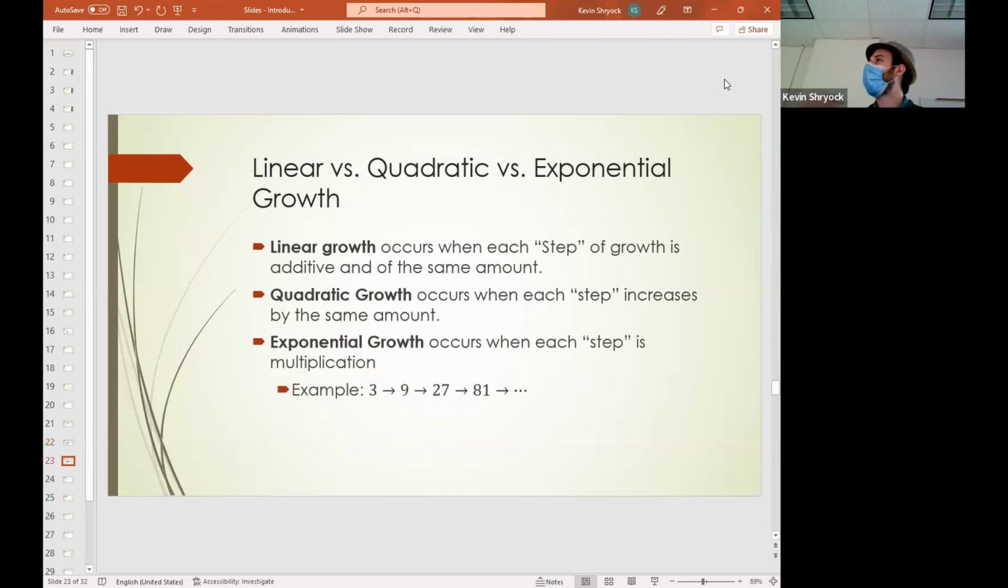Exponential growth. Now we're talking about magnitudes, right? Every step is via multiplication. So we're going from 3 to 9. That's going to be times 3, times 3, times 3. And we have this compounding, right? Just like we brought up when we were talking about e and finances, this multiplication over and over and over again. Okay.